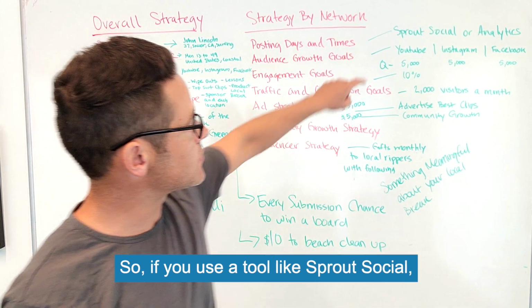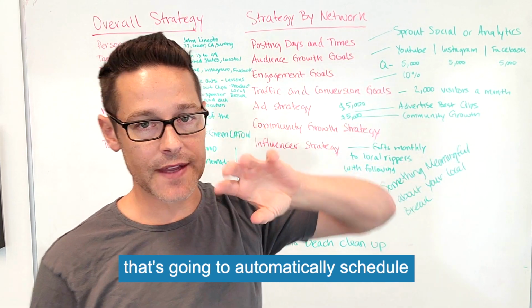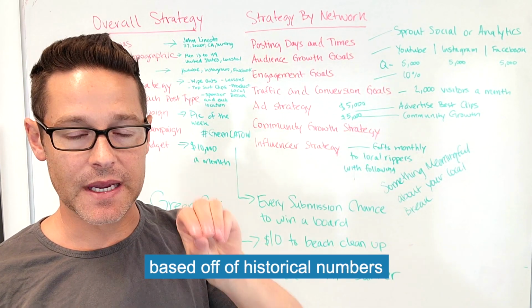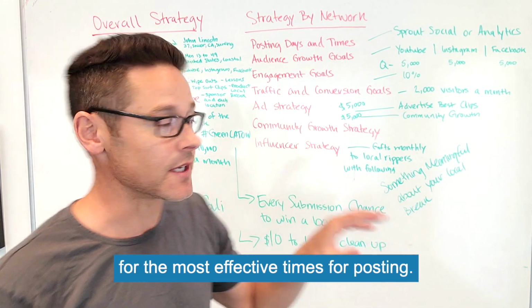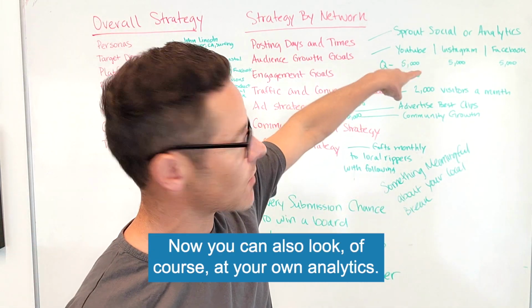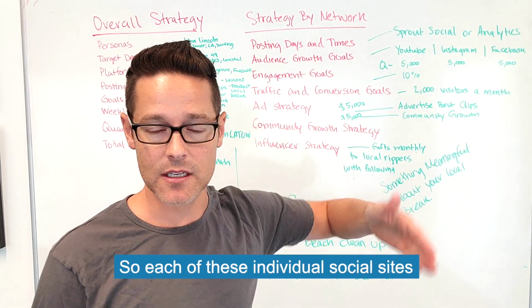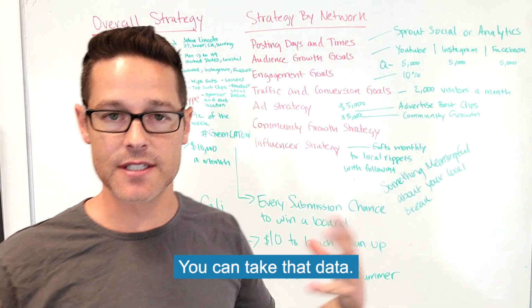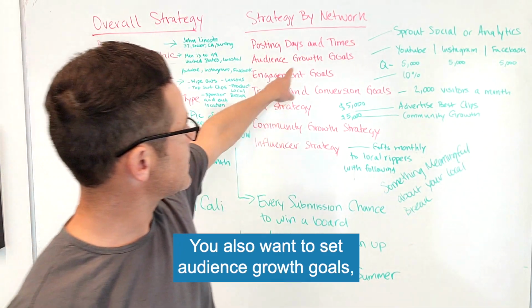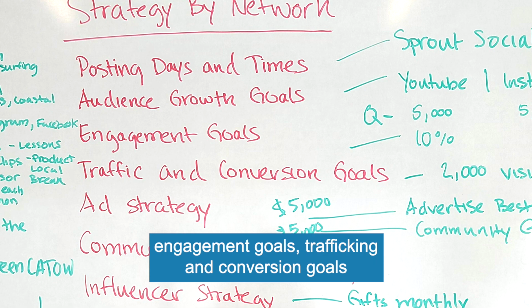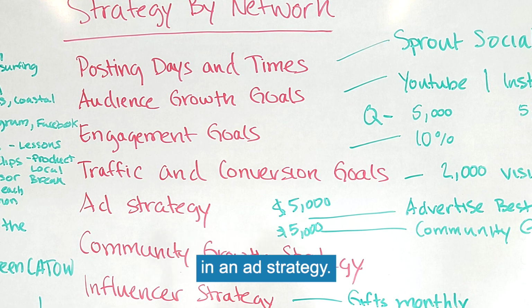So if you use a tool like Sprout Social, that's going to automatically schedule based off of historical numbers for the most effective times for posting. Now you can also look, of course, at your own analytics. So each of these individual social sites has their own analytics. You can use that data to inform your strategy. You also want to set audience growth goals, engagement goals, traffic and conversion goals, and an ad strategy.